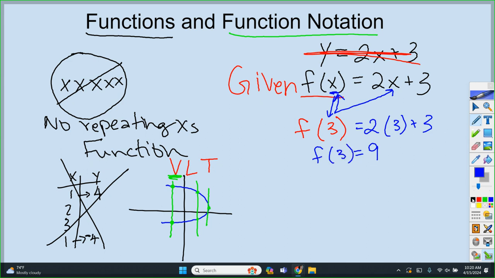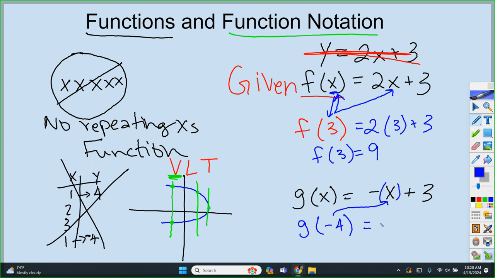You're plugging in the number. So you do have to be careful. Let's say given g of x equals negative x plus 3, and then find g of negative 4. Remember, we're plugging in negative 4 for x only. That means there's still this negative here. So we have negative negative 4 plus 3. The opposite of negative 4 is positive 4 plus 3, which is 7. So g of negative 4 is 7.